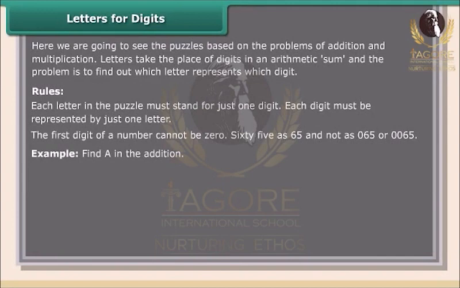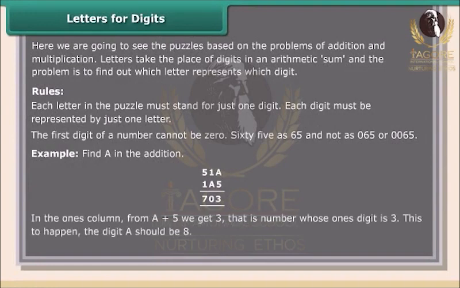Example. Find A in the addition 51A plus 1A5 is 703. In the ones column, from A plus 5 we get 3, that is, a number whose ones digit is 3. For this to happen, the digit A should be 8.